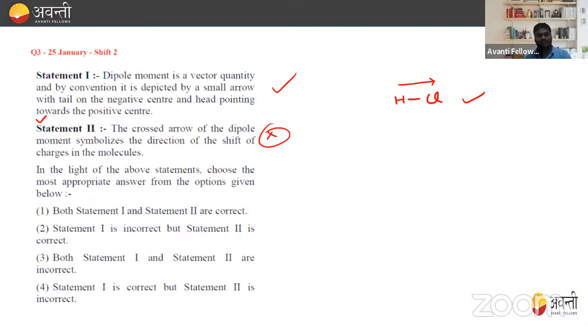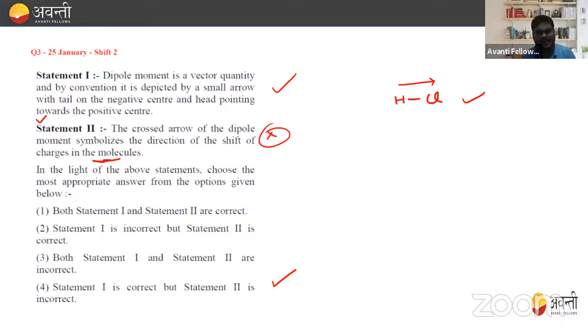So which one is the correct option? That is option number D. That is, statement 1 is correct, but statement 2 is incorrect. Because in statement 2, they said the direction of the shift of the charges in the molecule. This is not correct. They symbolize the electron density in the molecules, not the charges. So the correct option is D.